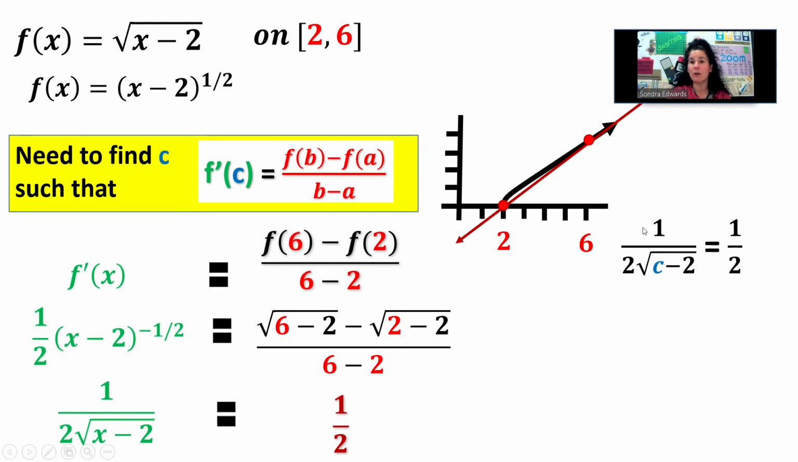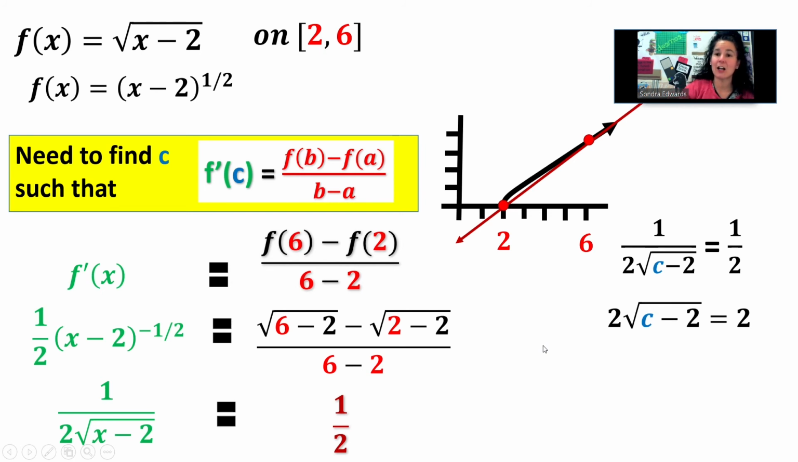Or if you see that you have only one fraction equal to one fraction, you could just set the diagonals equal to each other. In other words, 1 multiplied by 2 is equal to 1 times 2 root c minus 2. All right, so there we have it.